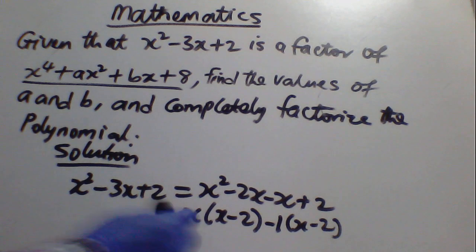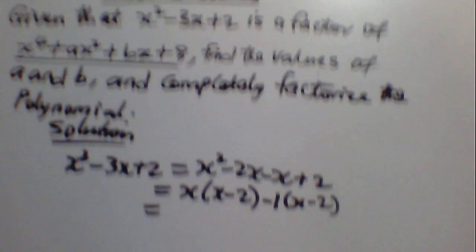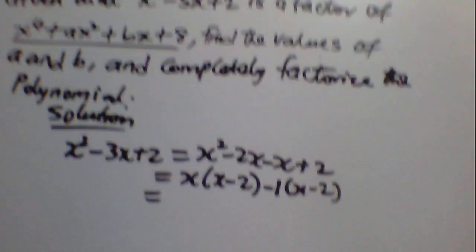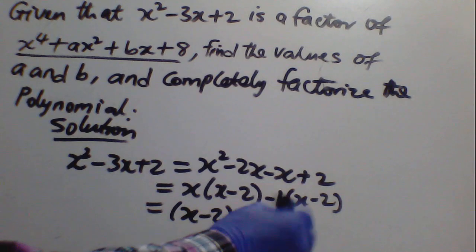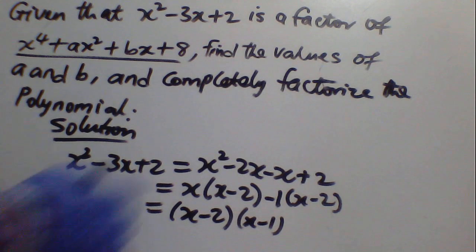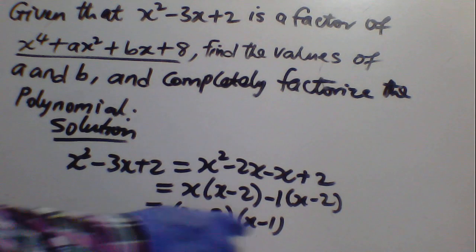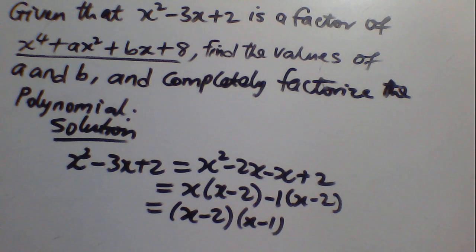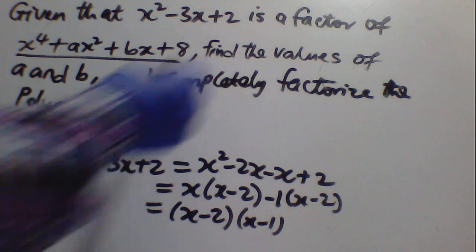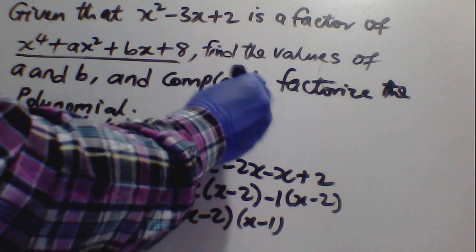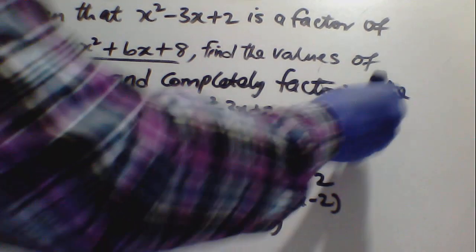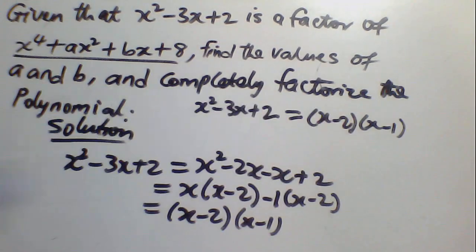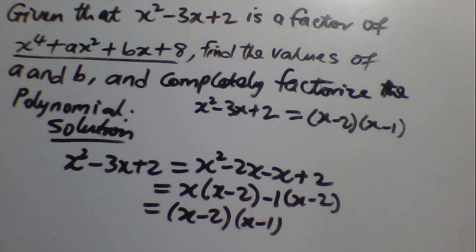And with this we have x minus 2 in a bracket, x minus 1. So if we factorize this, we have x minus 2, x minus 1. Now we have to leave it here. We now know that x squared minus 3x plus 2 can be factored out as x minus 2, x minus 1. So that is the first thing we have to do.